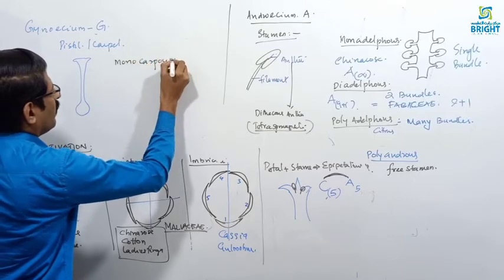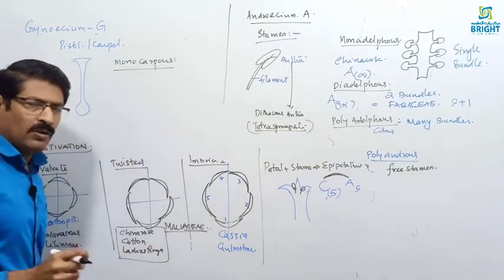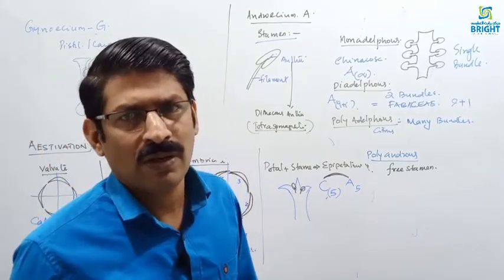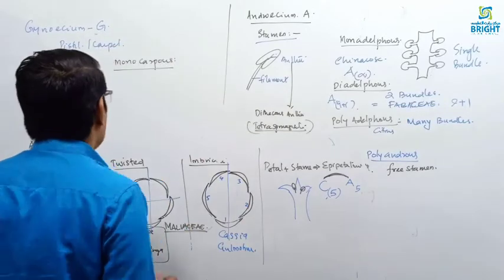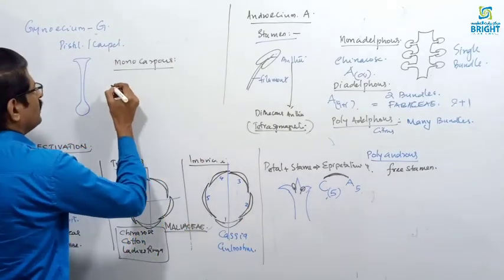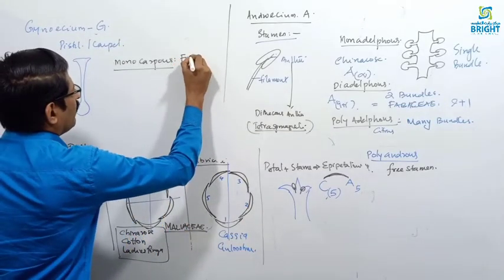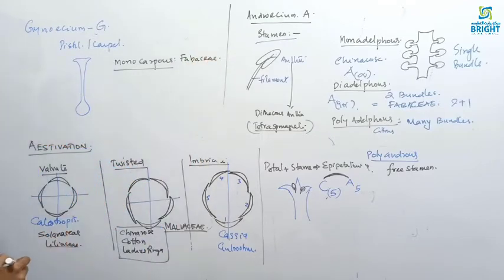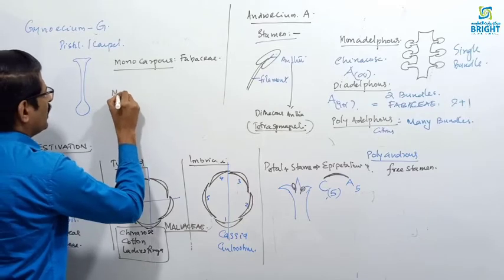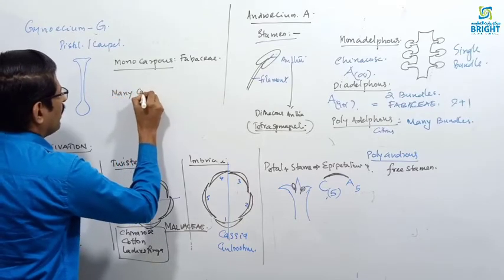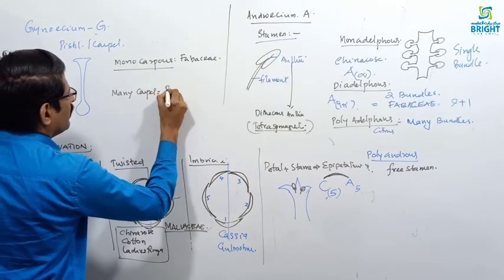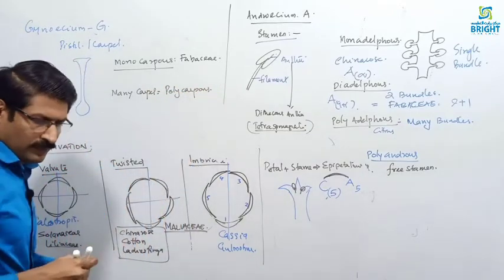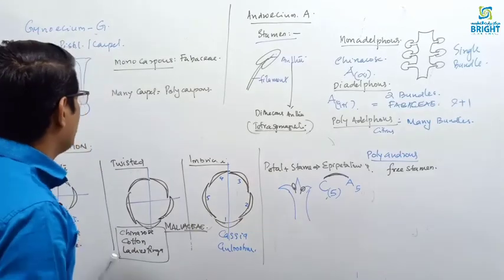And when one carpel or one pistil is present, it is called monocarpellary. Monocarpous means only one carpel is present. Fabaceae is an example for a monocarpous ovary. And when many carpels are present, it is called polycarpous.